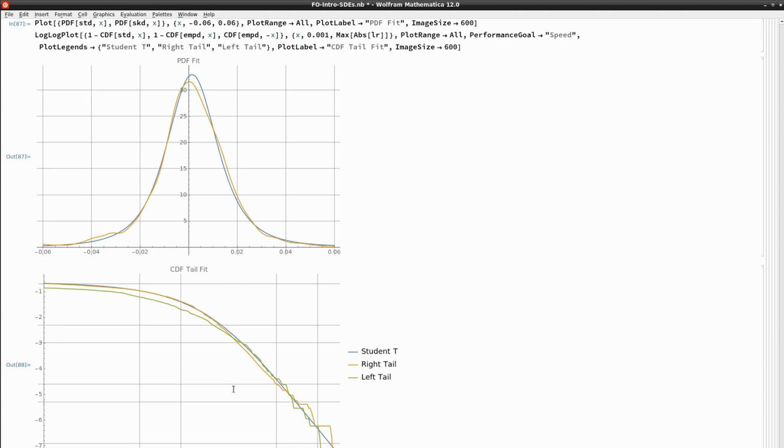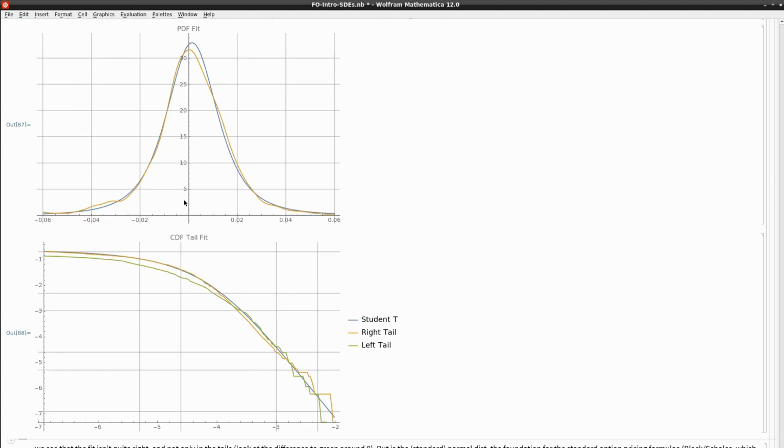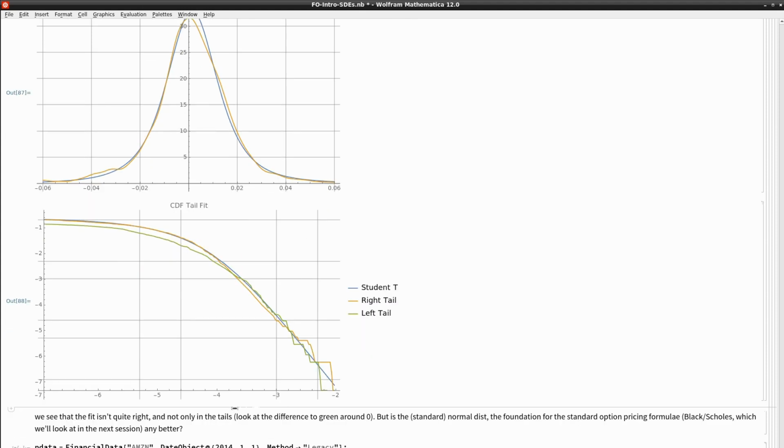And if we look at these, then we see that we have a fit here that doesn't quite match. It somewhat captures in the orange curve what we have in the blue curve, but we can't really call it a great fit. And when we look at the tail fit plot, we see that it's also pretty bad. The green curve is substantially below the blue curve. And as we get into the tails, things get a little bit flaky. All right, you see that this is not exactly a great fit. We see that the fit isn't quite right, and not only in the tails, but we also see that the green is different from blue around 0. So that was the student t.